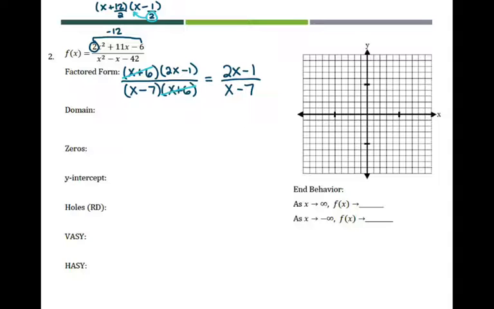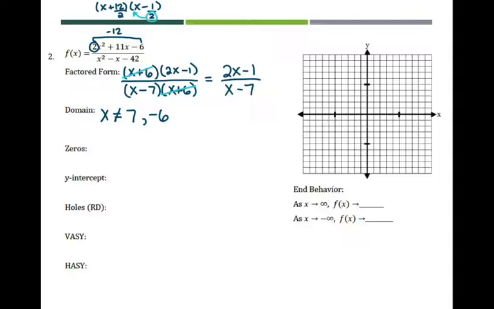So our domain comes from the denominators, because you can never divide by 0. So you are going to list all the values that x cannot be from the denominator. So for x minus 7, x cannot be 7. And for x plus 6, x cannot be negative 6. Now, even though we canceled it out, it still creates a restriction on our domain. So our two values of x that our function cannot have are 7 and negative 6.